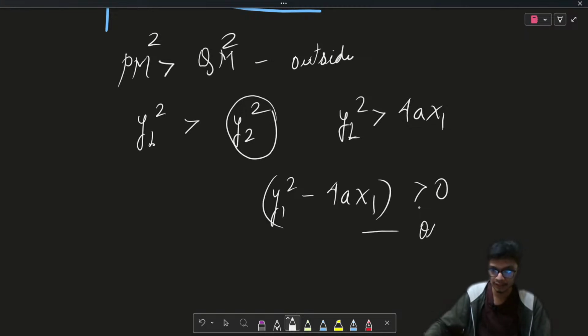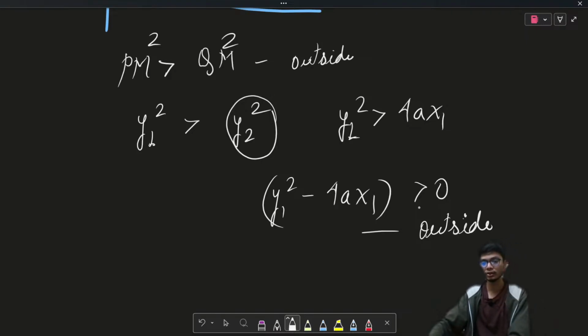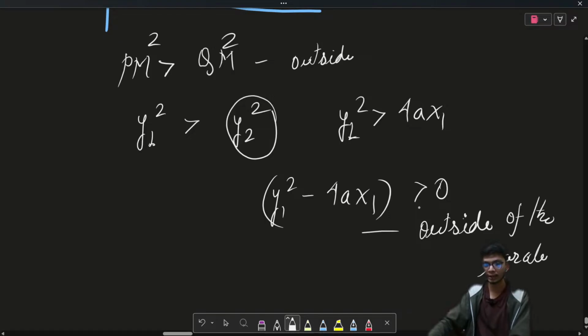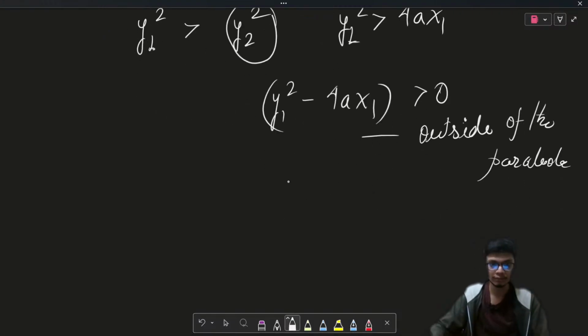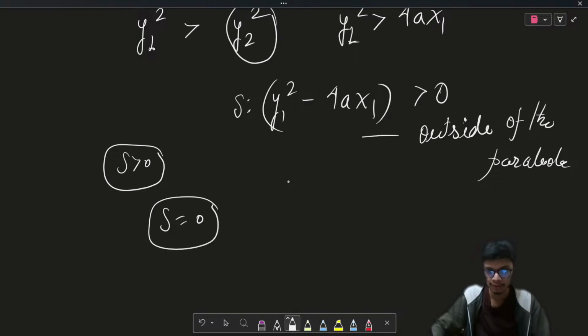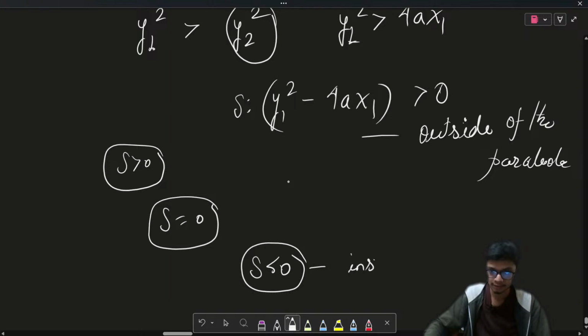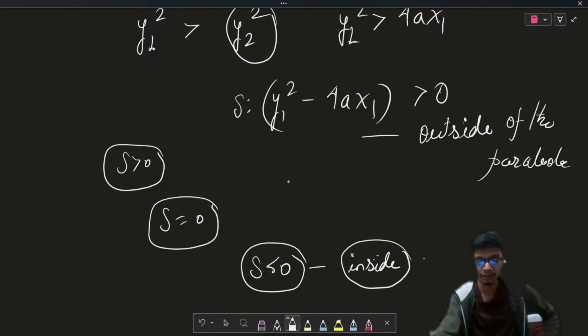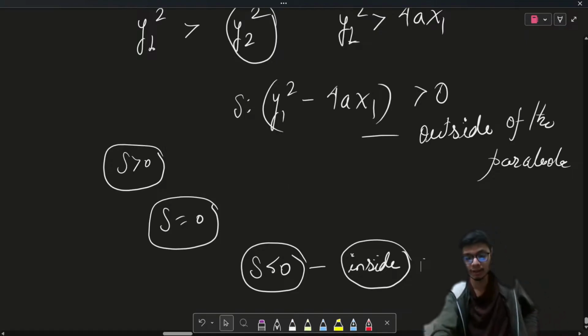So if the value of the equation of the parabola at that point x1, y1 is greater than 0, then it is outside of the parabola. That is how we define the region of the parabola. In a similar manner, we represent it in circles. So let us call this equation S. If your S is greater than 0, it is outside. If your S is equal to 0, it is on the parabola. And if your S is less than 0, it is inside or interior. So this is how we represent the position of any point with respect to a given parabola.